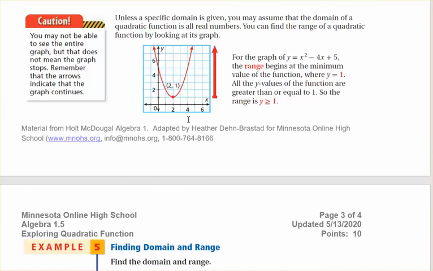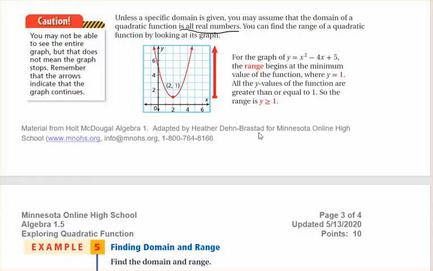Next we're going to talk about domain and range. The domain is the possible x values of the function. Unless a specific domain is given for your problem, you can assume that the domain of a quadratic function is all real numbers. That means that x can be all negative numbers and all positive numbers. There's no limit on the domain unless you're looking at a real-world situation where x is time and we wouldn't look at negative values of time.